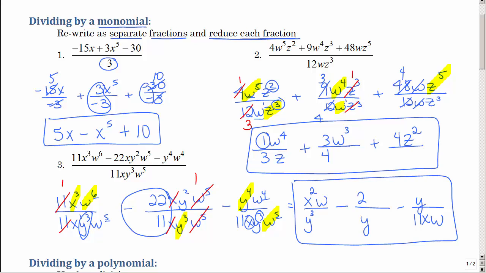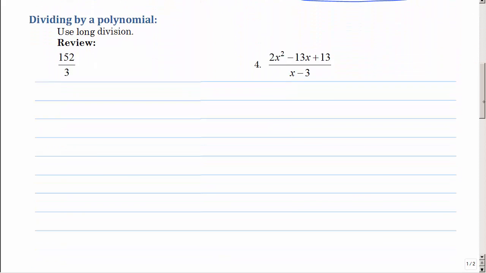So these are really ugly answers, but that's how you do it. Again, you can only do that if you're dividing by a monomial, when you only have one term. If you see any plus or minuses in the denominator, stop. You can't do this. That brings me to the next type of division.